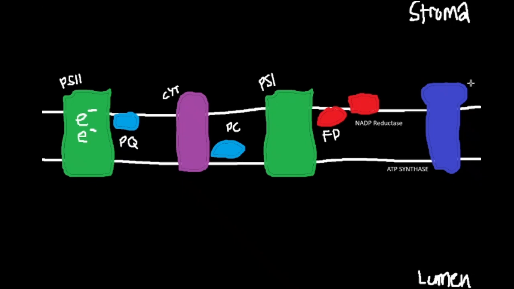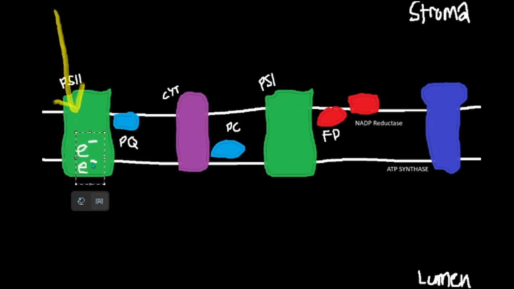We start off with photons. Photons are very essential for activating electrons inside what we call photosystem 2. Photosystem 2 carries bound electrons, and once these electrons get hit by photons, they get excited and move to a higher energy level.